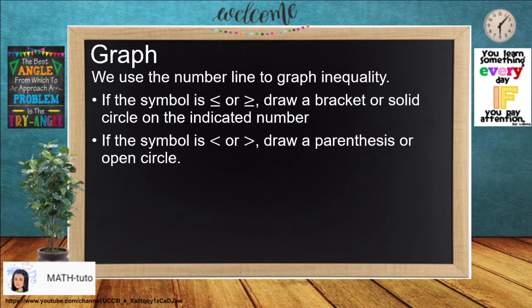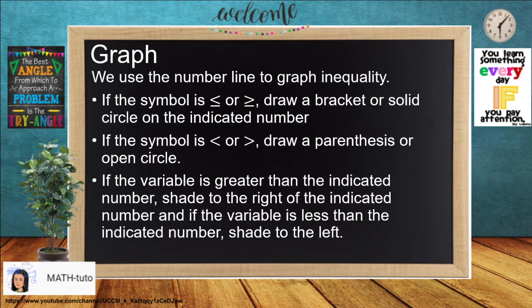Dalawa lang ang option natin sa end ng pagdrawing or in sketching the graph of a solution set of an inequality. We can either use parentheses or bracket or circle. Solid circle or open circle. Now, if the variable is greater than the indicated number, we shade to the right. If it is less than, we shade to the left.